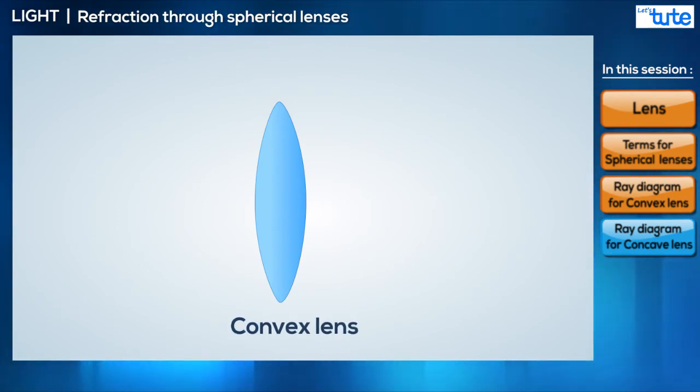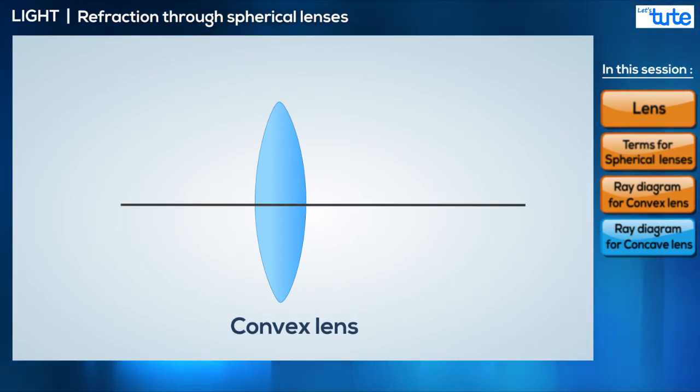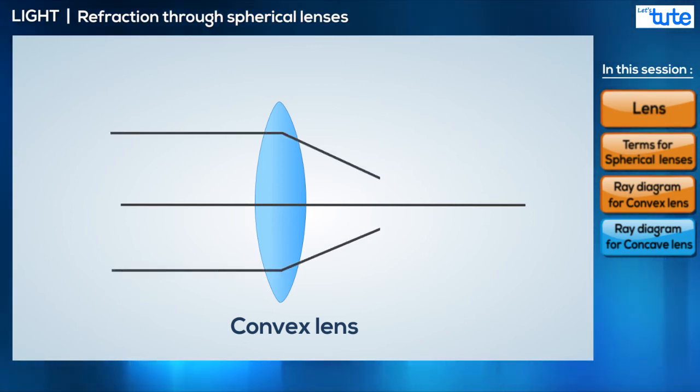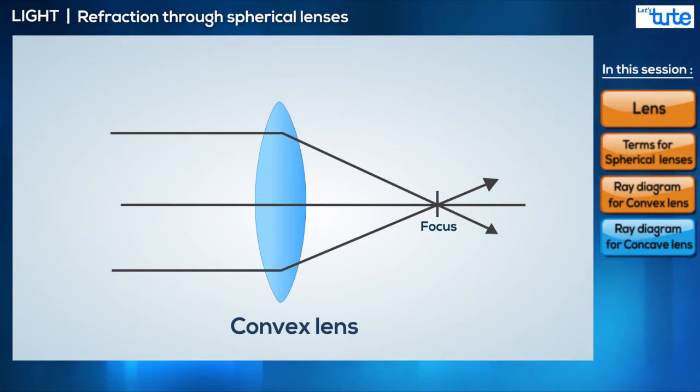For the first ray diagram, let's keep the object at infinity such that the rays of light are parallel to the principal axis. Well, since the rays of light are parallel to the principal axis, they will converge to the focus. Thus, the image is highly diminished, real, and point-sized at focus.